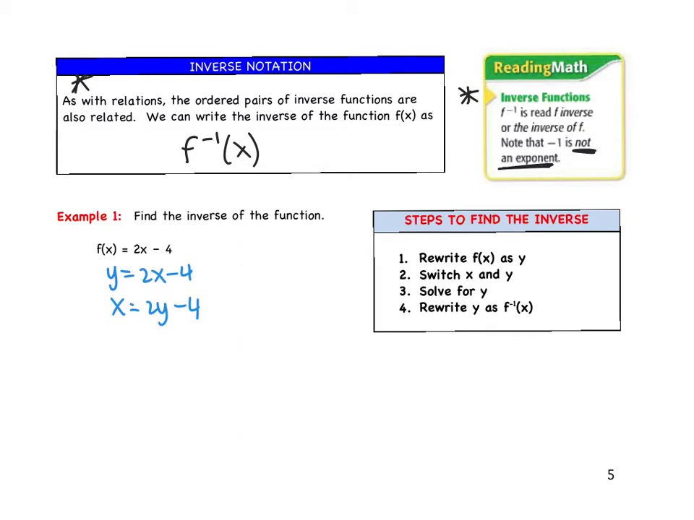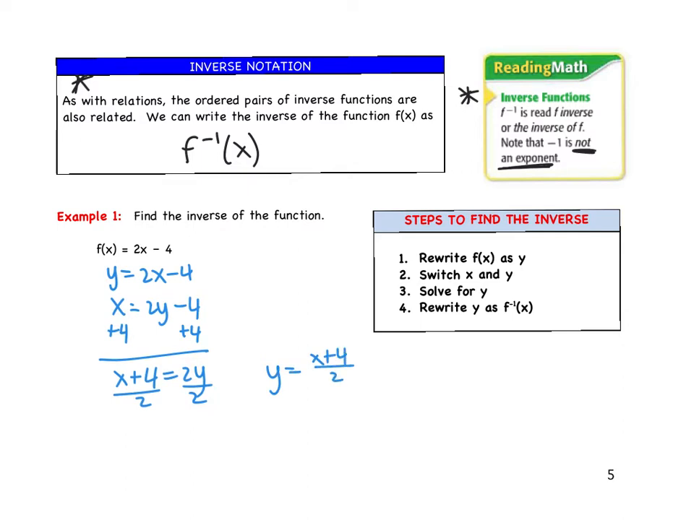Now we need to solve for y. If we look at this, we have two variables. When we solve for y then, it's going to be in terms of x. So we're just going to have an equation in terms of x. We're not going to have a number. First thing I'm going to do is add 4. So I get x plus 4 equals 2y. If I divide by 2, we get y equals x plus 4 over 2.